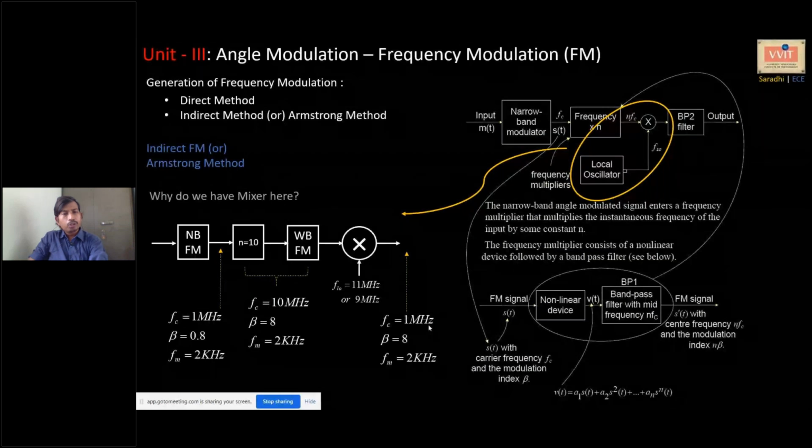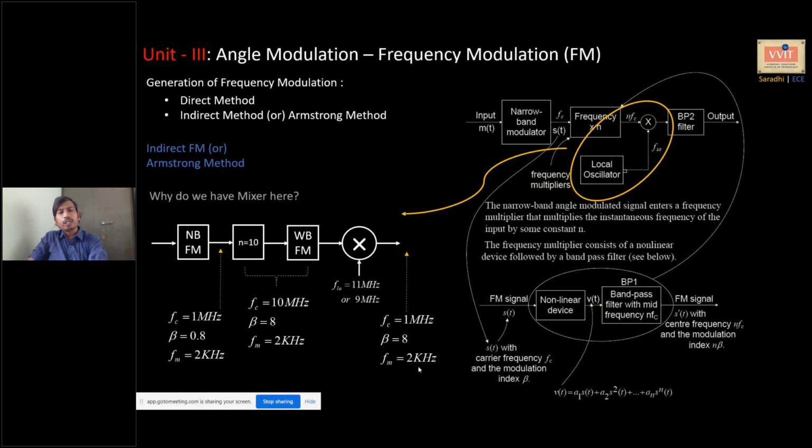that will produce this 1 megahertz carrier frequency with beta 8. So we started with a 0.8 narrowband FM signal, passing through all these things, we will be getting a wideband FM signal with the same center frequency or carrier frequency 1 megahertz with a larger beta value equal to 8 and FM equal to 2 kilohertz. So this is what the generation using indirect method is.